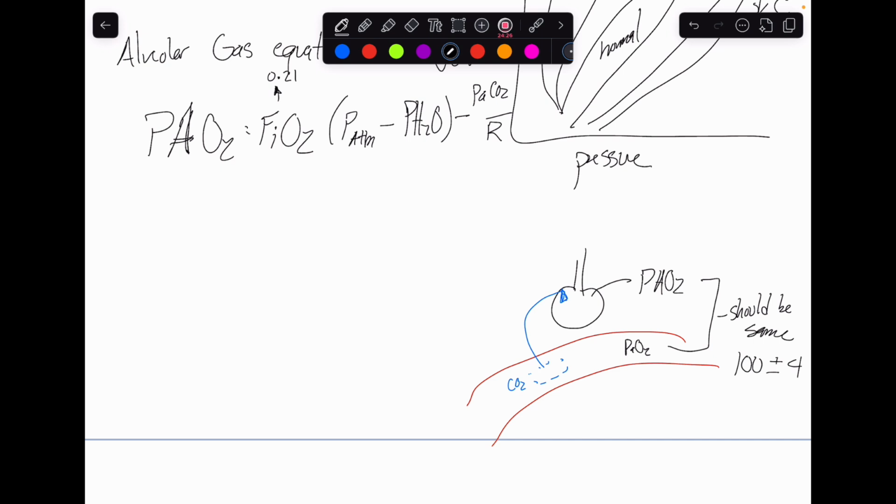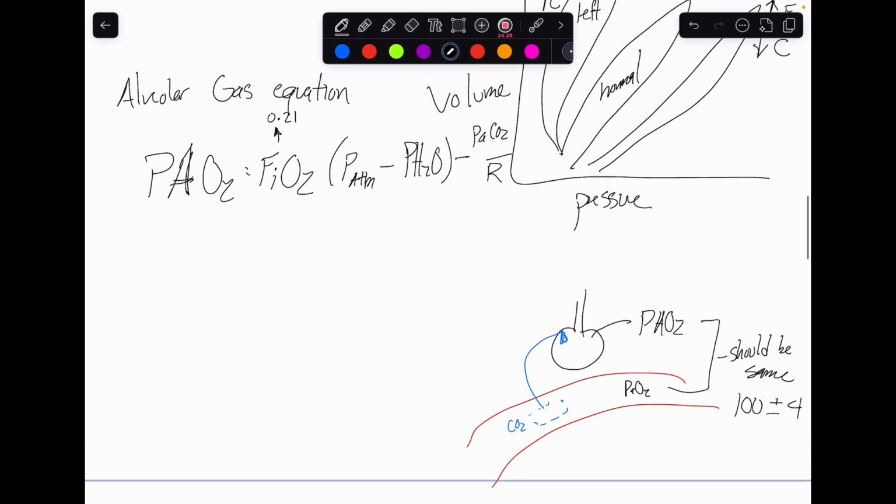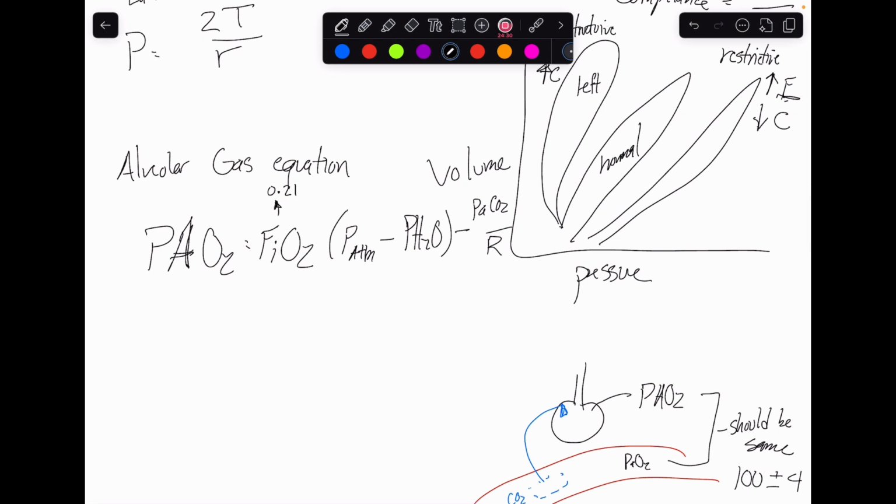So breaking this down a little bit more, this value right here is 760. It's the pressure of sea level. This is about 50. This is typically 40, and then R is unique. R is equal to our CO2 produced over our oxygen used. And that value can change. Typically we use the value 0.85, but it can go anywhere from 0.8 to 1.